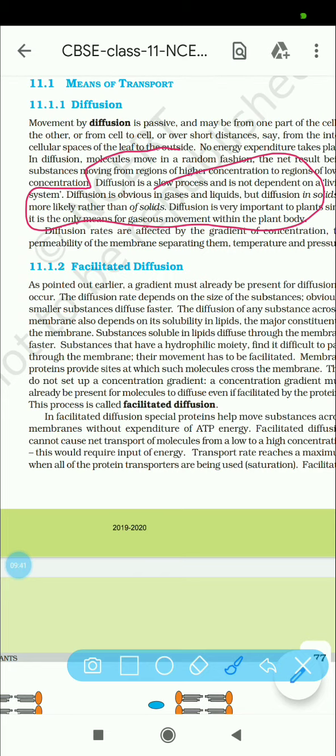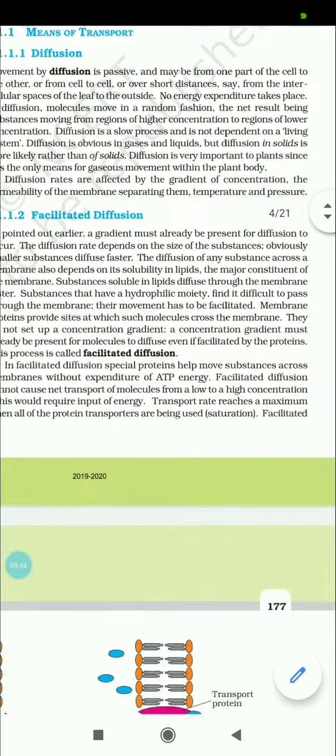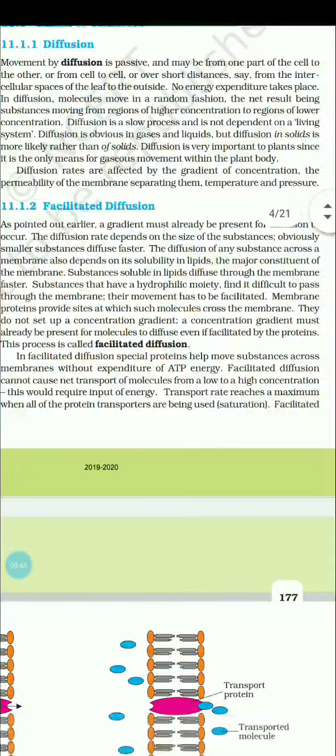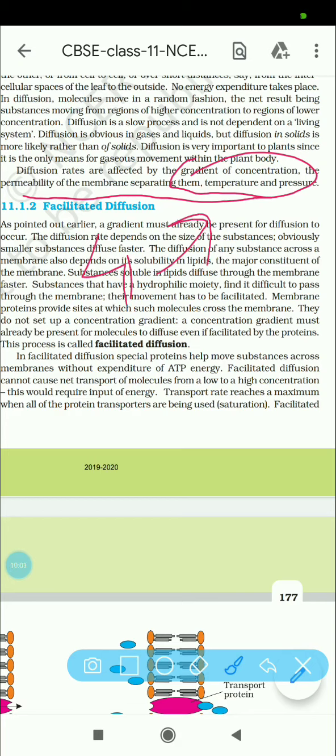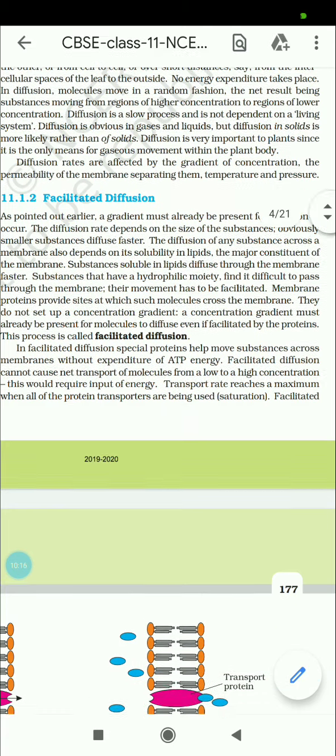Now the rate of diffusion can be affected by four things: the gradient of concentration, the permeability of the membrane which separates the two mediums, and the temperature and the pressure. So you should know these four things, which act between the two mediums. So this is what we call diffusion.